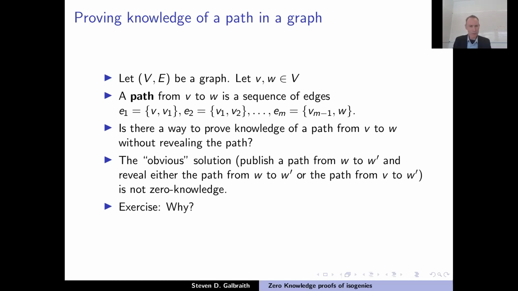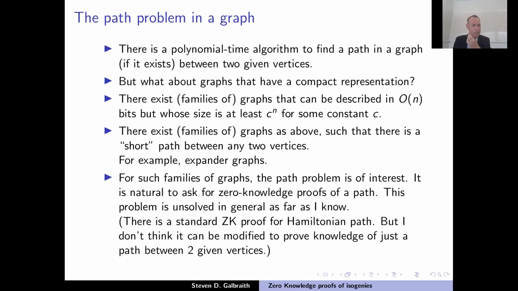And actually, I don't know a solution to this problem in general, but this problem is actually not interesting because there's a polynomial time algorithm to find a path in a graph. This is something we teach in every discrete maths course. You teach Dijkstra's algorithm that even finds the shortest paths. But I want to slightly shift the narrative.